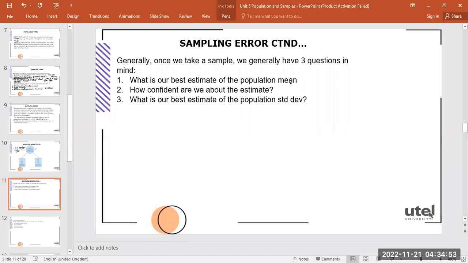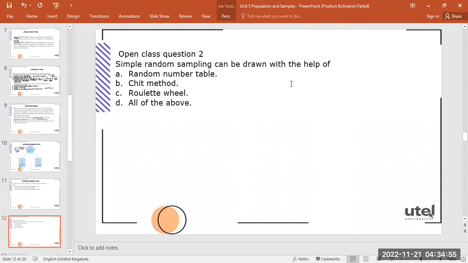Now let's make progress and see. And before we continue, permit me also at this point to pose the second open class question, which says simple random sampling can be drawn with the help of A, random number table, B, the cheat method, C, the roulette wheel, D, all of the above. So it's just a matter of you selecting the right option.